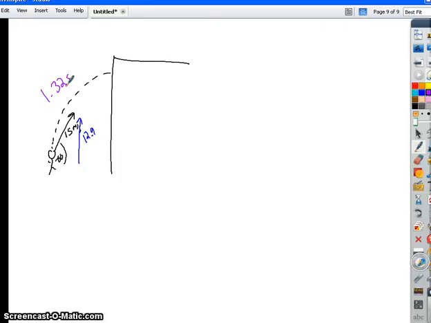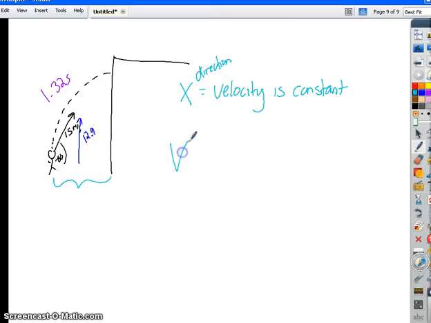Because at the end of all this, we want to know what the distance is, right? That's our final thing. So what we know about the x direction is that velocity is constant. When we have constant velocity, we can use this equation right here, v equals delta x over delta t. We are trying to solve for the displacement in the x direction.